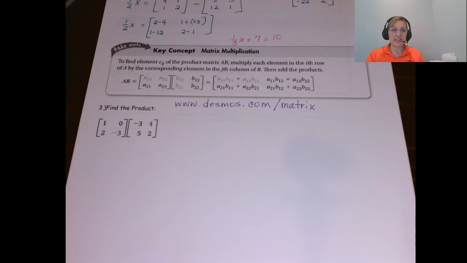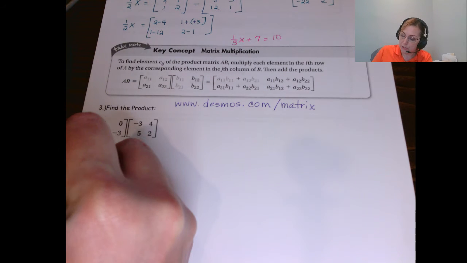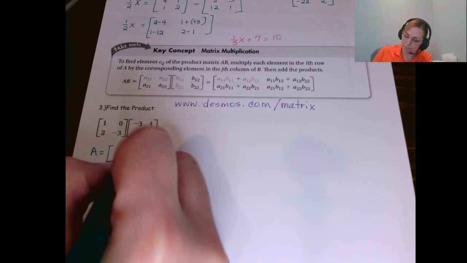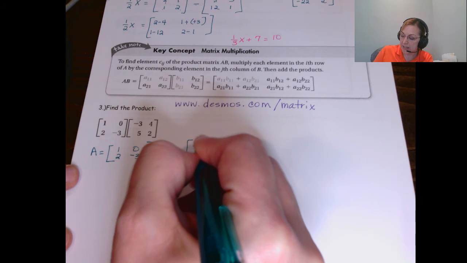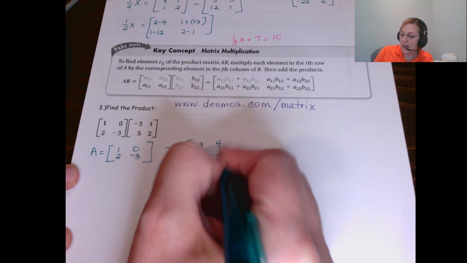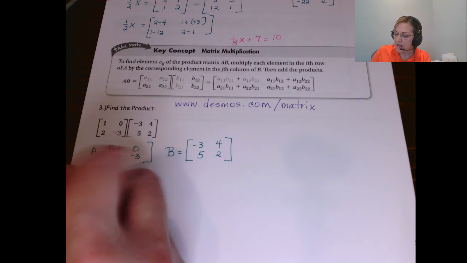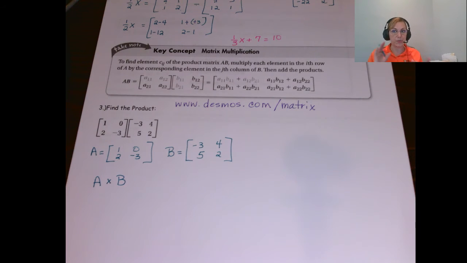Just to get us ready, I want you to know how I'm going to set this up in the calculator. I'm going to have to name the matrices. So I'm going to name the first matrix A, and I'm going to name the second matrix B. And because the order does matter when you multiply matrices, I'm going to have to do A times B. Just so you know, that's how I'm going to set it up in the calculator.